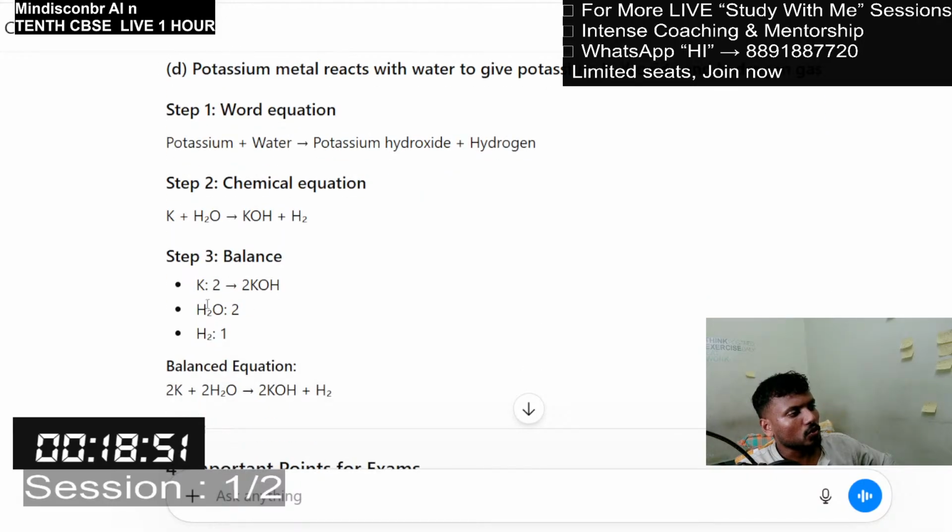So potassium, 2 KOH. For balancing we will write it as 2 KOH, and water also 2, and hydrogen is 1. So the balanced equation is 2K plus 2 H2O gives 2 KOH plus hydrogen.